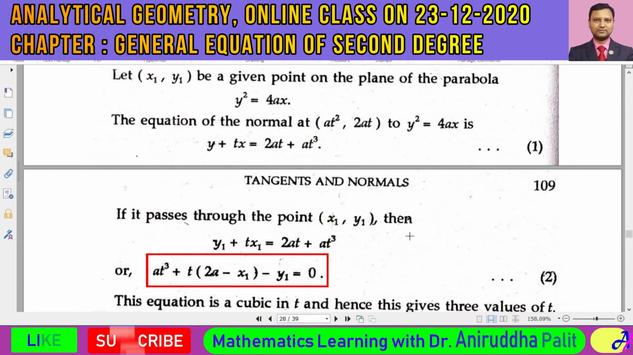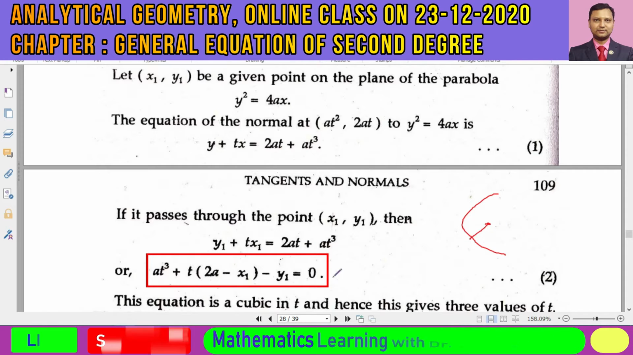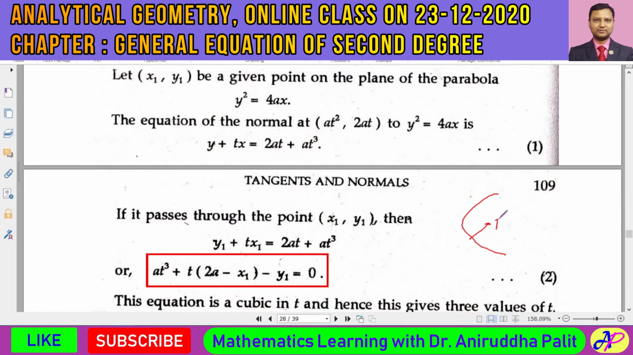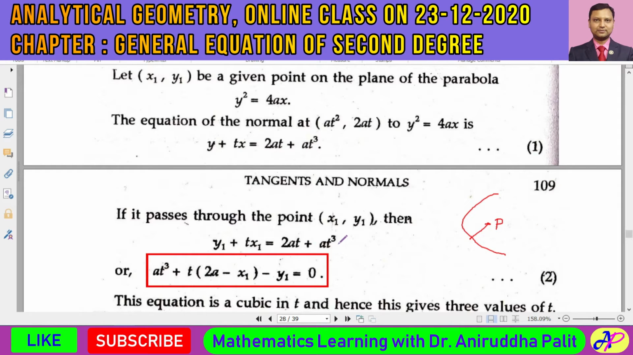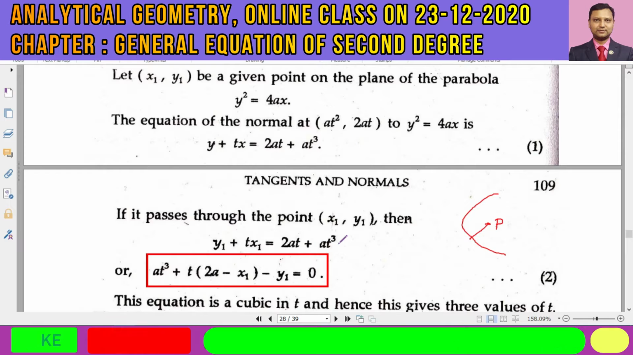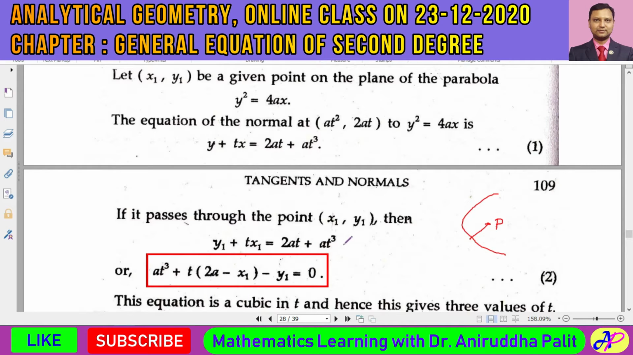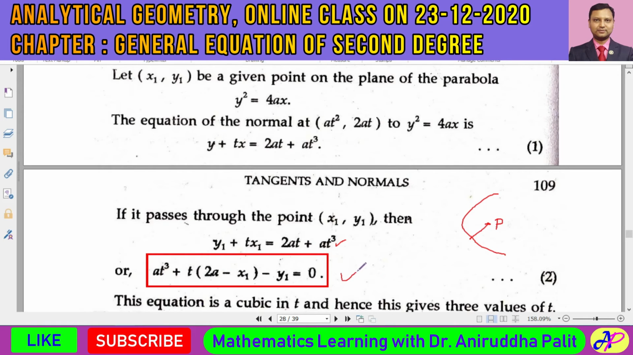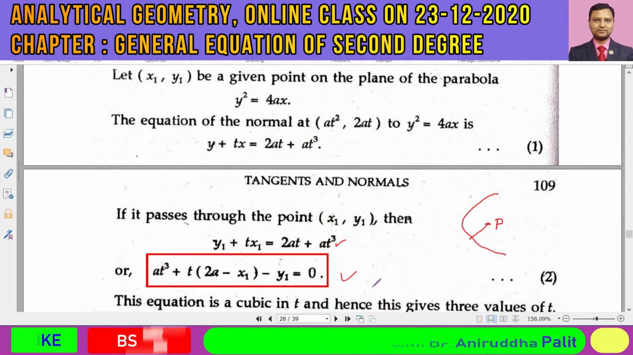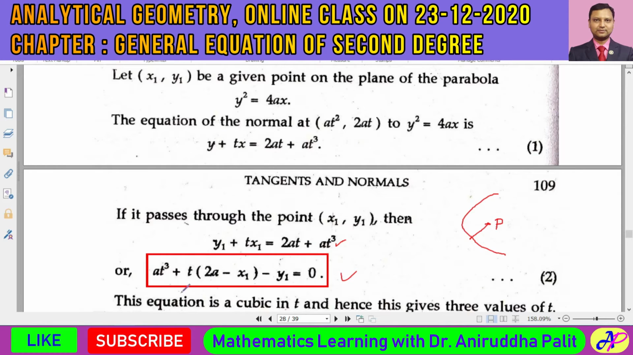Again, I deleted the picture, I'm very sorry. Over here we can draw from this point P, x1, y1. If we write this as an equation in t, it would be a cubic equation, t cube is there. Everything has been kept on the left hand side, so you will ultimately get equation number 2.